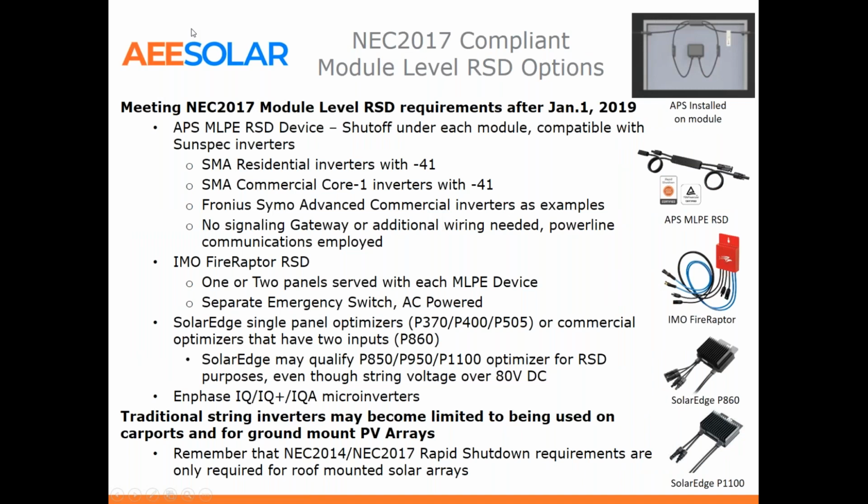Here are some of the rapid shutdown devices that we see being used on our systems here. So we have the APS MLPE rapid shutdown device. This is qualified for SunSpec compatible inverters and has been extensively tested and approved for SMA inverters, both the residential inverters, the smaller single phase inverters from 3 to 7.7 kW output, and their commercial inverters, the Core 1 series, currently 33, 50, and 62 kW output.